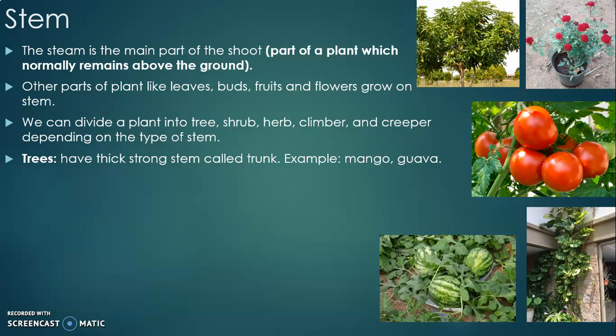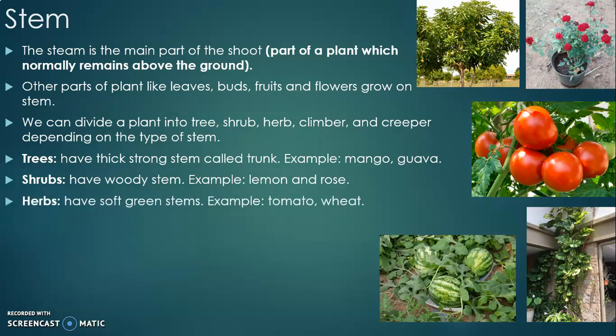You have seen the mango trees. It has a thick and strong stem, and that stem is called trunk. So such kind of plants which have a thick and strong stem come under the category tree. Second one is shrubs. They have a woody stem. Okay, they are not of very great height, and they will not have a very strong or thick stem, but they will have the woody stem, for example lemon and rose.